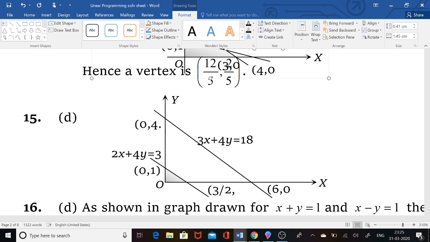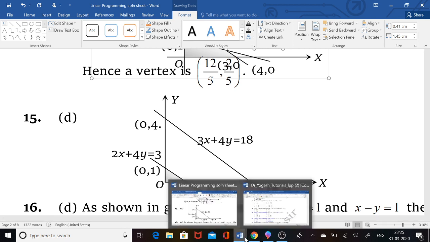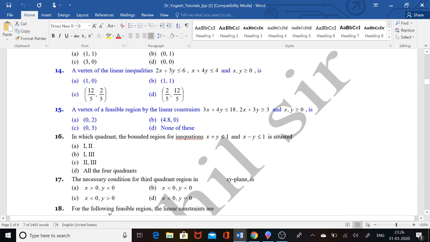Okay, the 15th goes. Let me read the question. The 15th question says, just 1 minute, I'm reading the question. The 15th is a vertex of the feasible region by linear constraints.